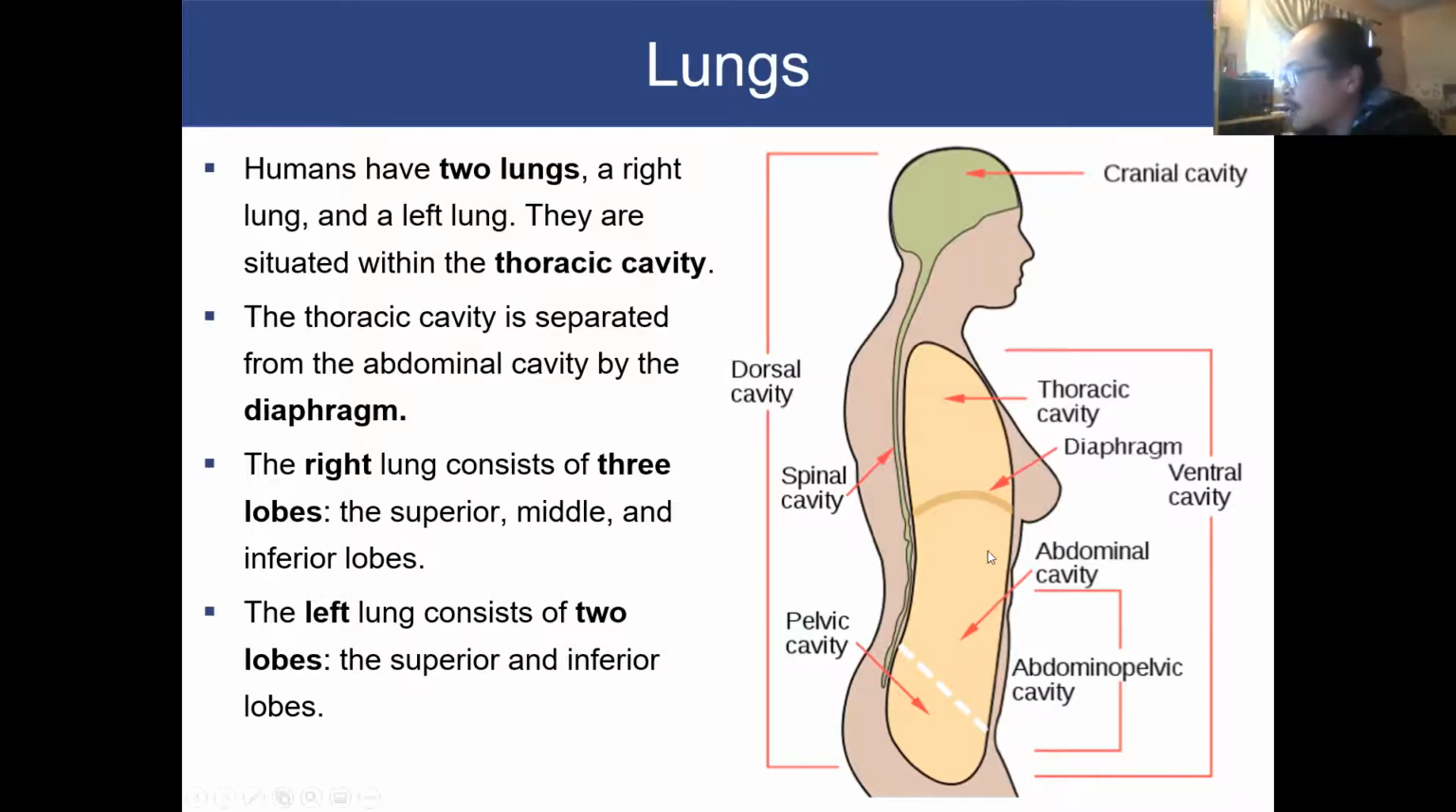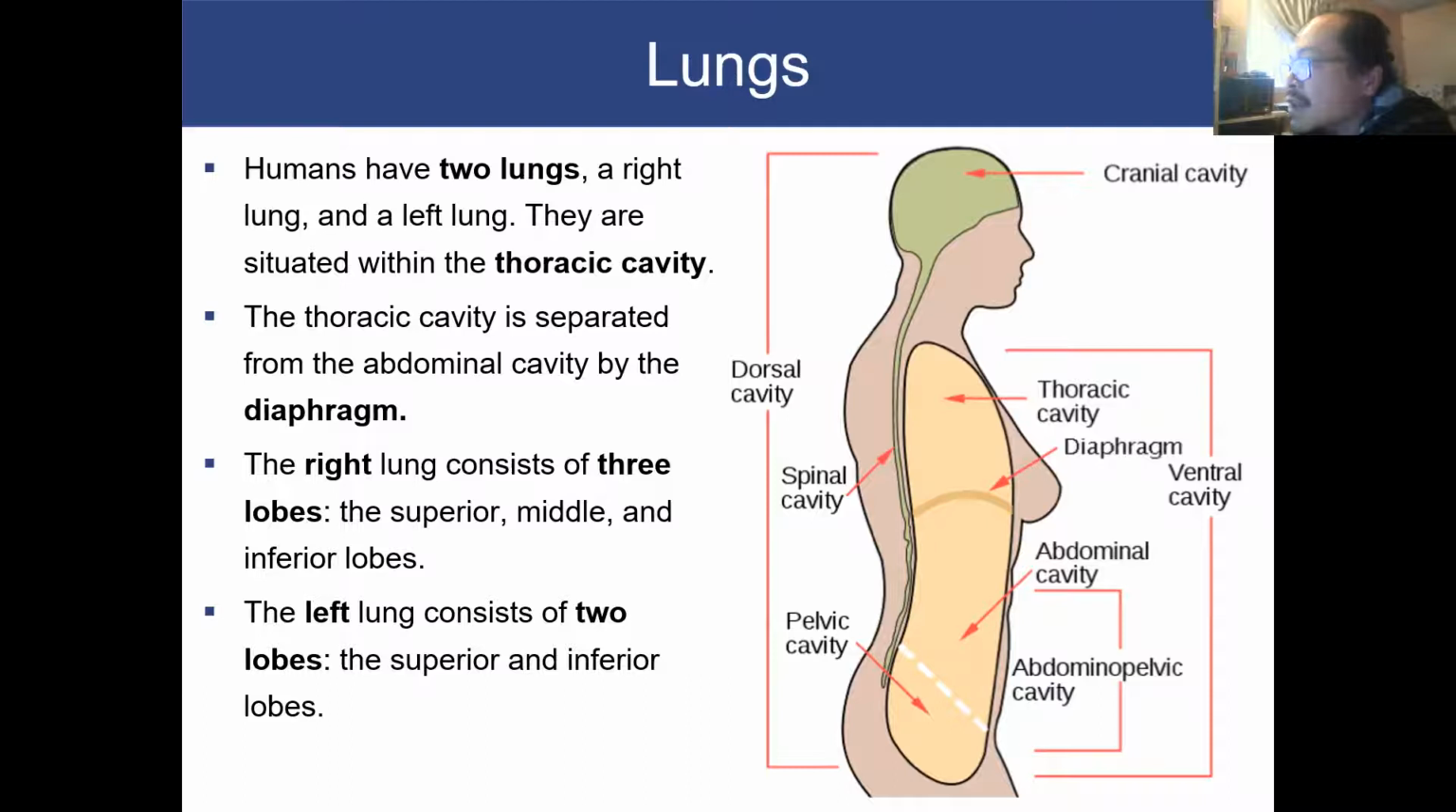Now, abdominal is the next one. The thoracic is separated from the abdominal by the diaphragm. Diaphragm is the edge, right? And then here we have the pelvic cavity. So that's this cavity. Now, we have two lungs, left and right. Lungs are located in the thoracic cavity.